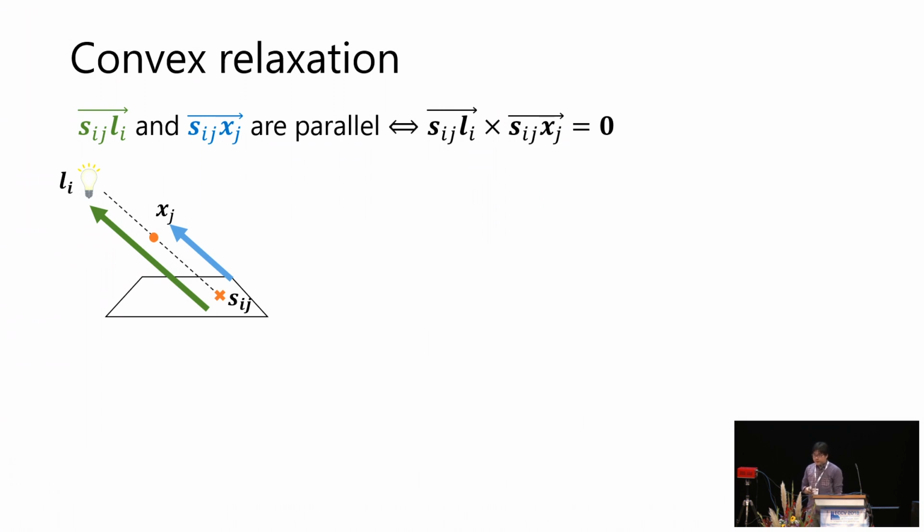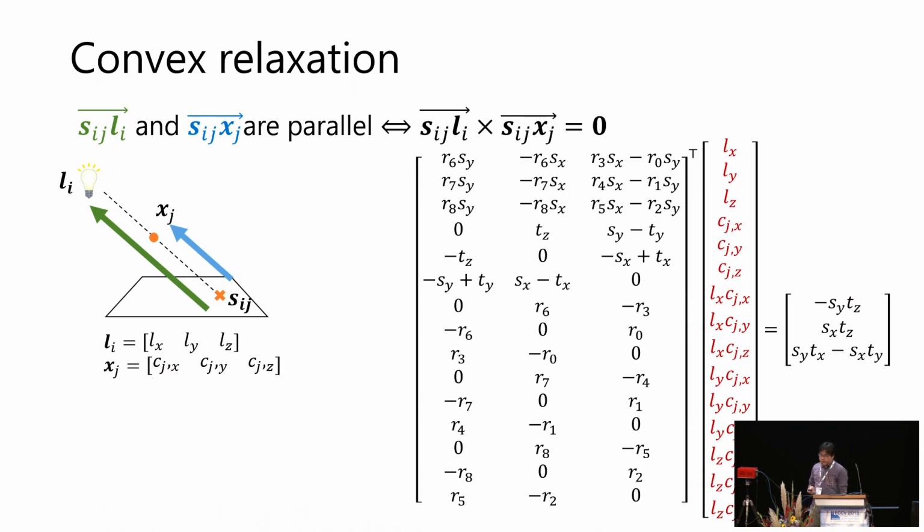We start from the first equation. There are two vectors. The green one is the vector from the shadow point to the light source, and the blue one is from the shadow point to the pinhead position. These two vectors must be parallel. So our formulation of shadow projection is also from this parallel constraint.